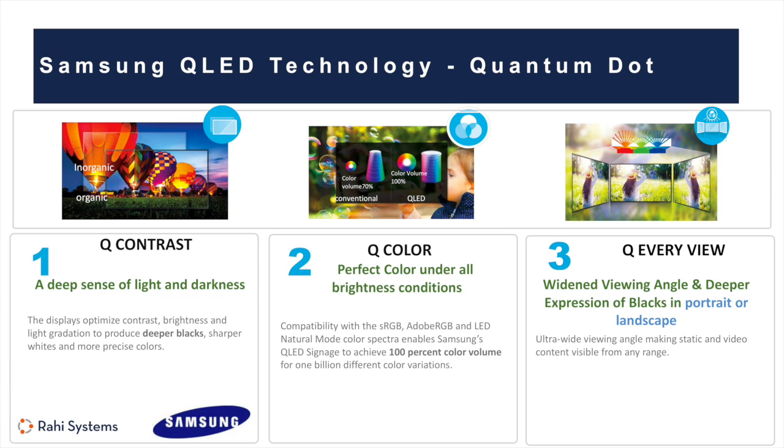Q Every View is the feature that gives you a wider viewing angle and deeper expression of blacks, whether you're in portrait or landscape mode. In the past, what we've had is, again, viewing angles that don't allow you to be far off of the 90 degrees of view from the display, and you get color shift and different things like that. And certainly you get that when you're in portrait mode as well. So now we've really got, in all 4 areas of angle, a better and deeper expression of the color and the picture, effectively communicating your content.